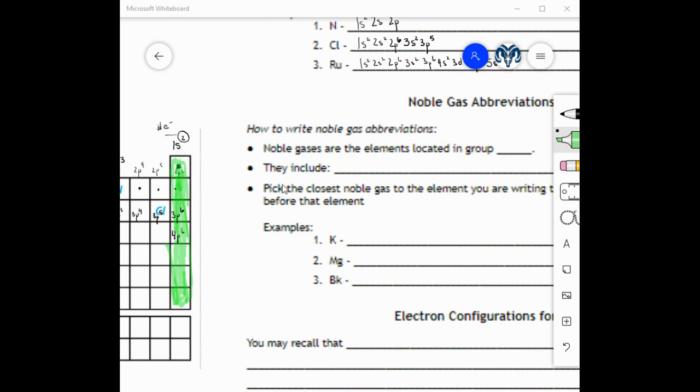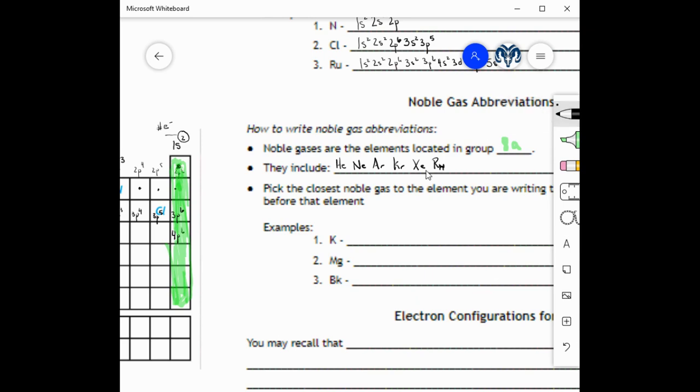So they include, this is 8A, helium, neon, argon, krypton, xenon, and radon.